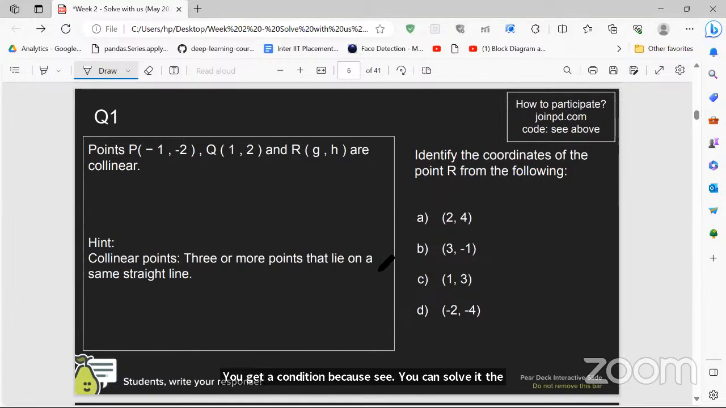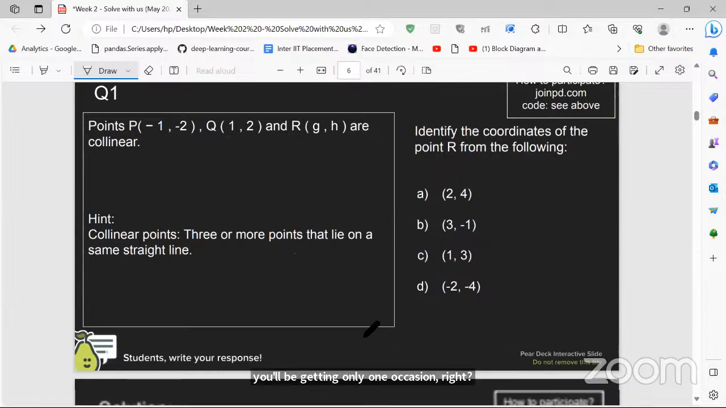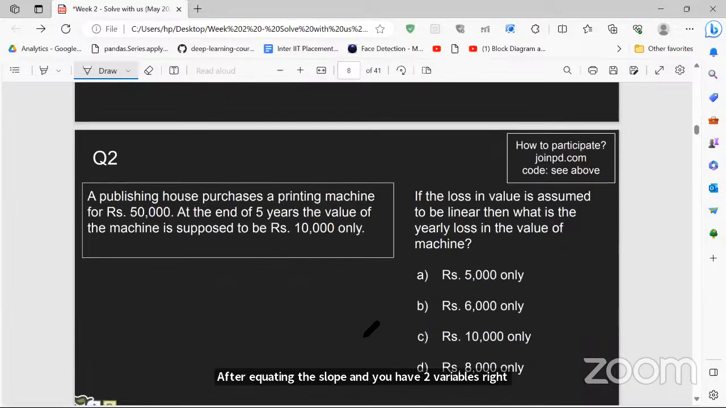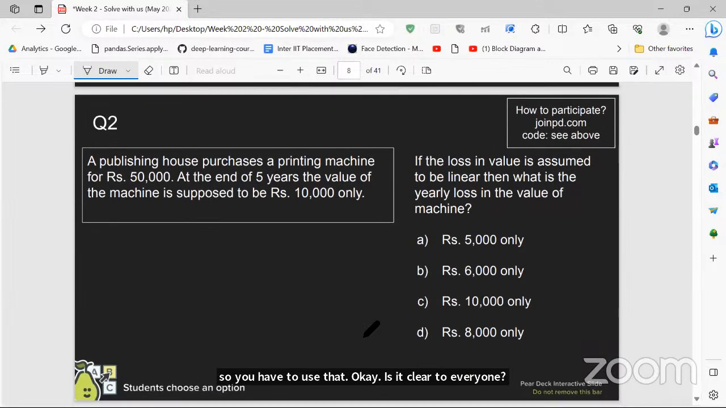Can we move to the second question? Yes, sir. Let's move to the second part. So this is a solution. The solution is also been given. You can go through the solution maybe after this session. This is the second problem. And this is also pretty simple.